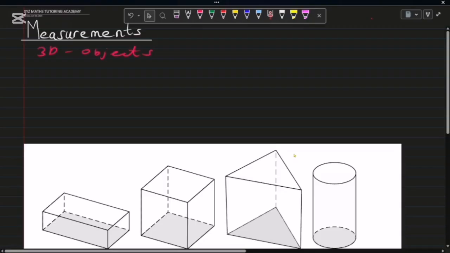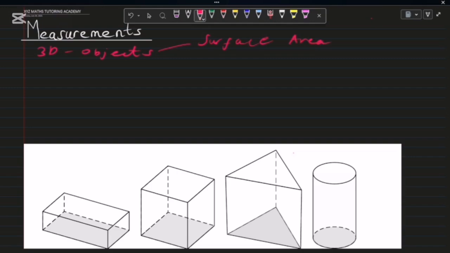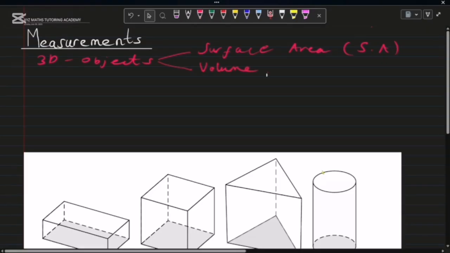Okay, now we need to understand that when we are looking at three-dimensional objects, we are no longer concerned with perimeter and area, but now we are looking at surface area, which we normally write as SA, and then we are also concerned about the volume. Now, what is surface area?